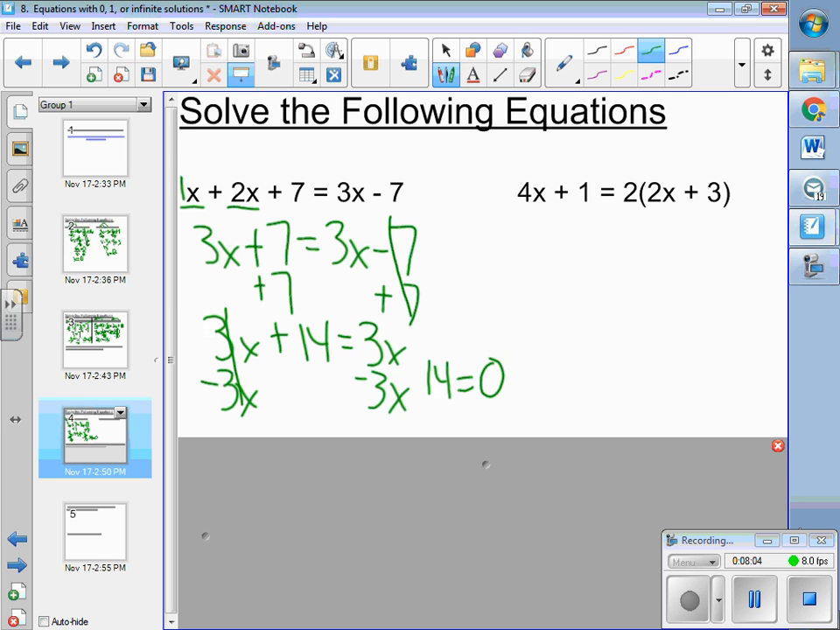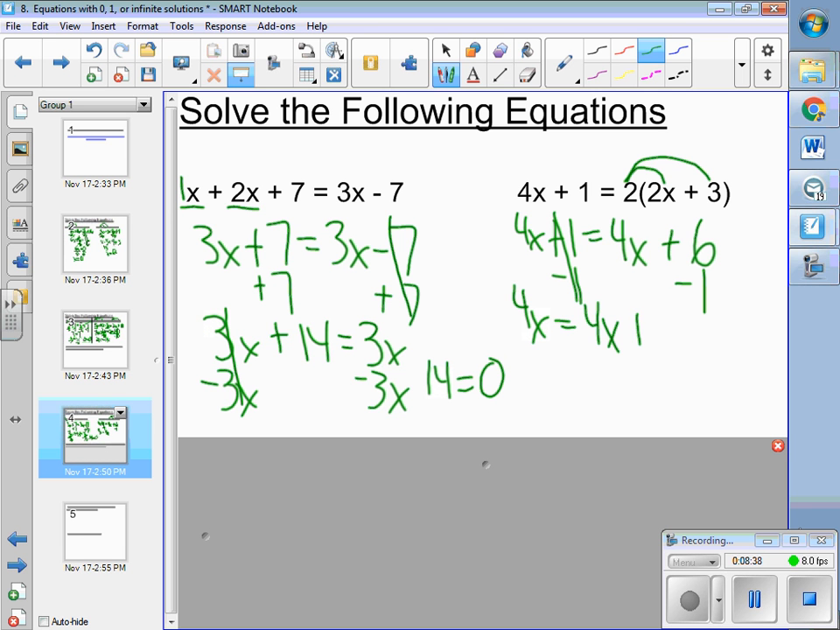So the next one is, we have 4x plus 1. That doesn't change at this point. Now let's distribute the other side. 2 times the 2x and 2 times the 3. So that's going to give us 4x plus 6. Once again, let's do our constants first. Our constant terms, so I'm going to subtract 1 from both sides. Cancels this side, so we're left with 4x equals 4x plus 5.